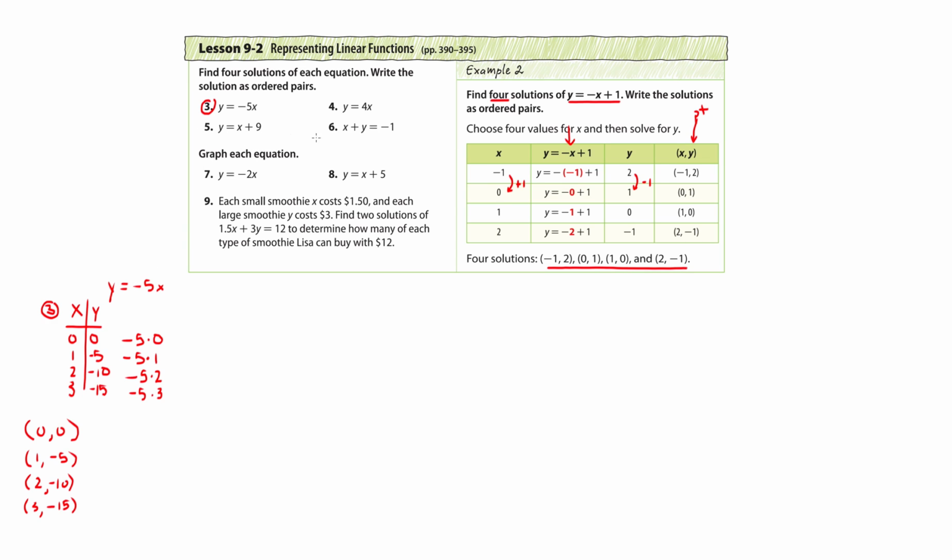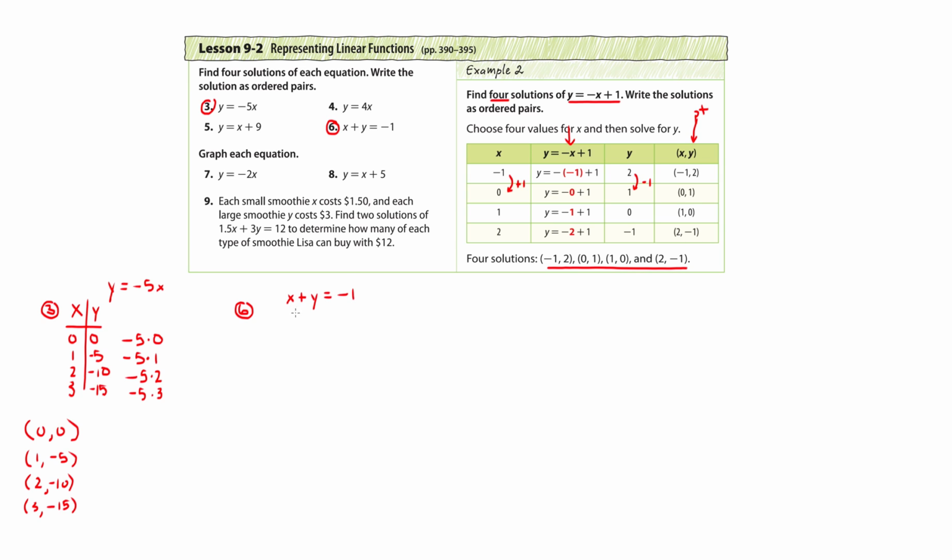So let's jump to another one. Let's pick one that is maybe not quite in the right format. When the y is equal, it's really easy to pick x's and get a y. Pick an x, get a y. So 4 and 5 are pretty darn straightforward. They're very similar to number 3. But let's take a look at number 6. Number 6, I have to do a little bit of thinking because it says that x plus y equals -1.